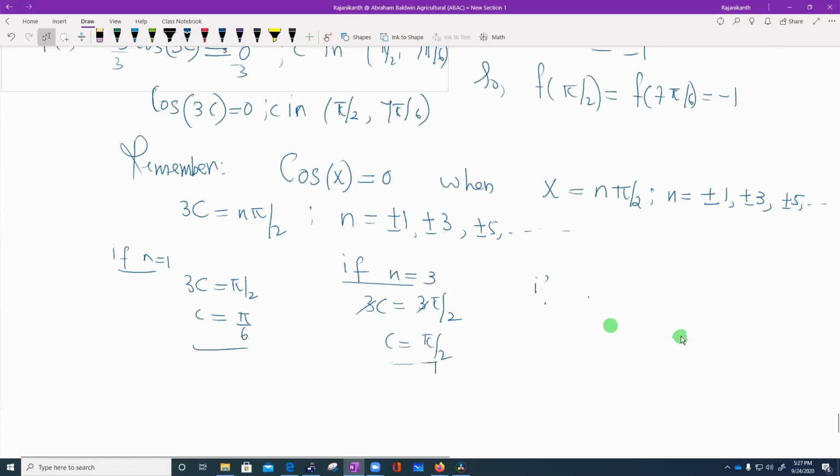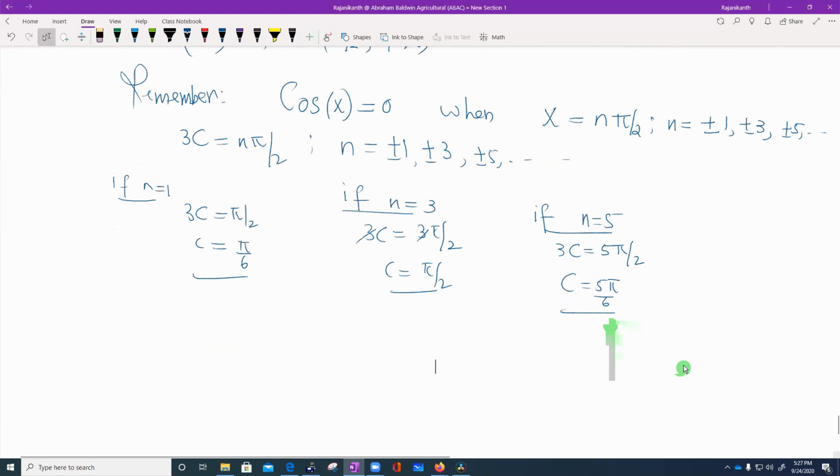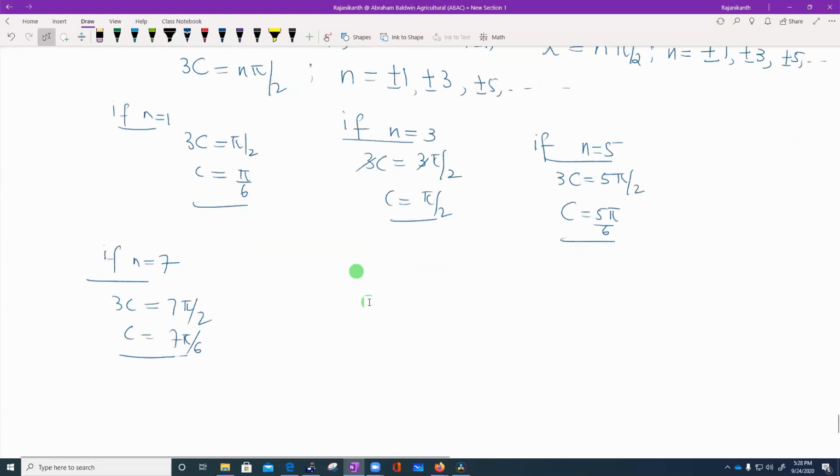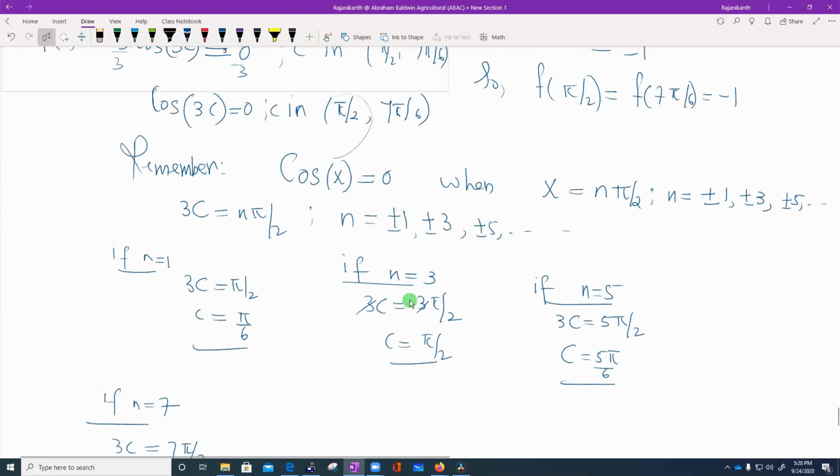And the third one. What will happen if n is 5? 3c should be 5 pi over 2, right? Okay, so let me check one more. What is the next odd multiple? 7, right? That is 3c is equal to 7 pi over 2. So c is 7 pi over 6. Am I right? Yes. Okay, that's enough because we are interested in the interval pi over 2 to 7 pi over 6.